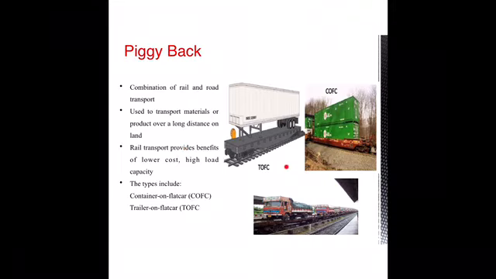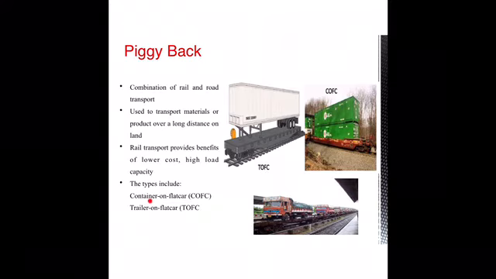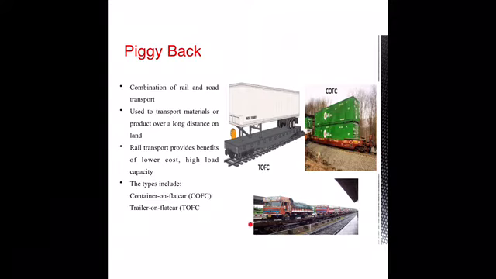So what are COFC and TOFC? As you can see here, from the factory where you need to transport your material, all the goods will be loaded onto the trucks, in the container on flat car or the trailer on flat car, the second one, the TOFC unit. What we do is the entire truck unit can be transferred onto the rail, and that will be carried to the next railway station.